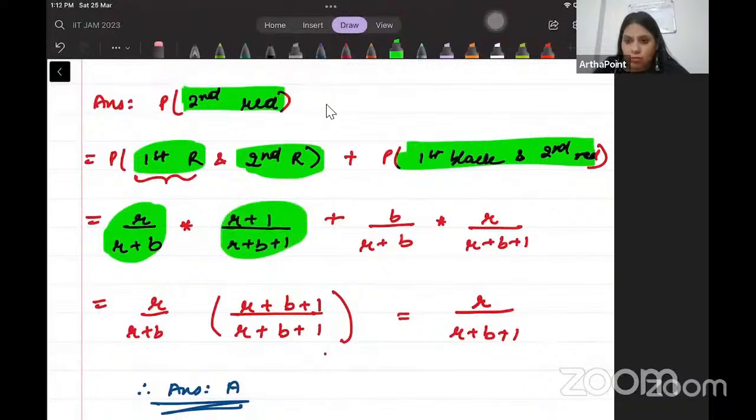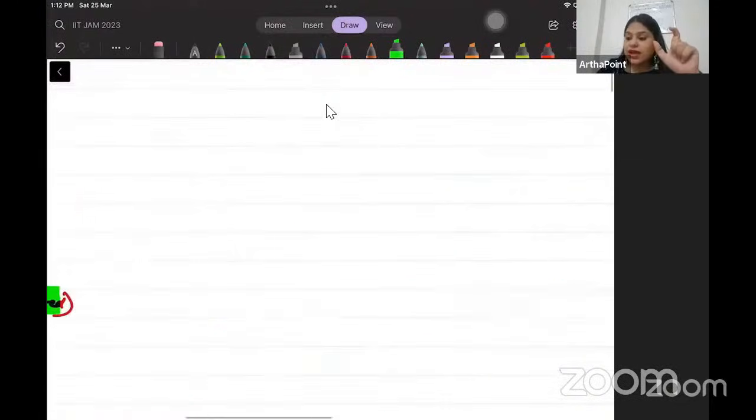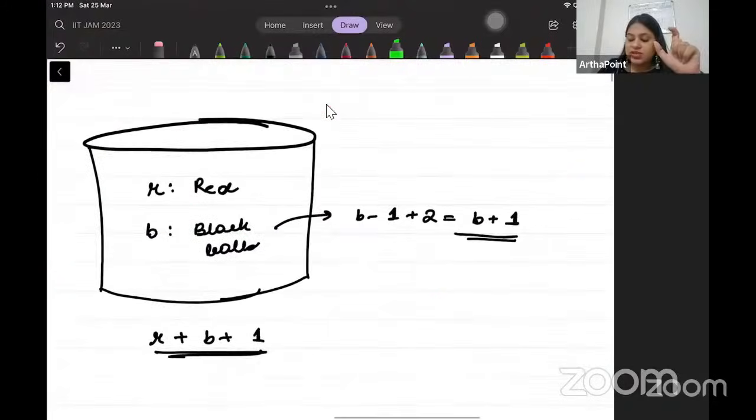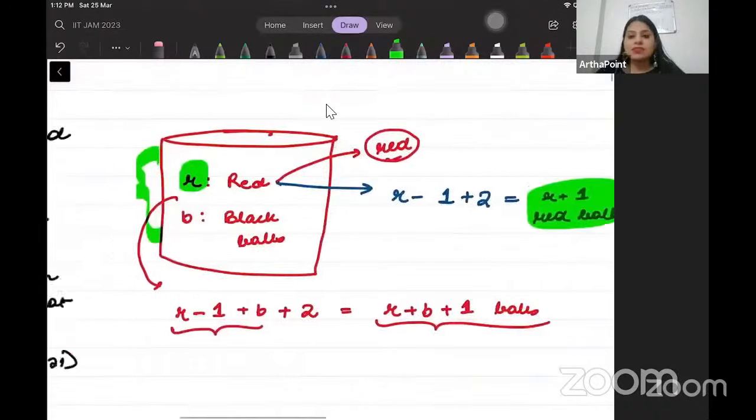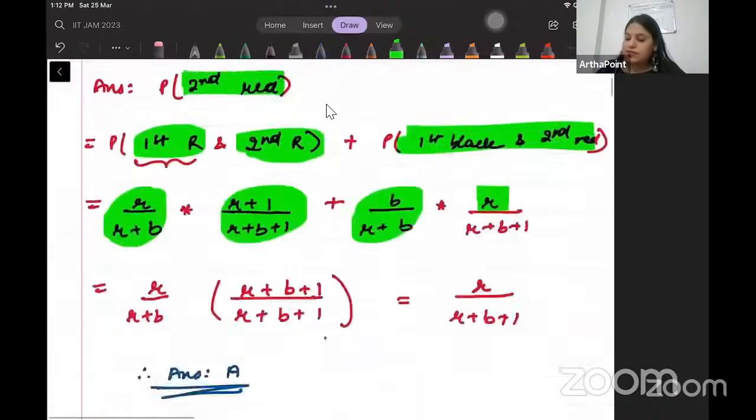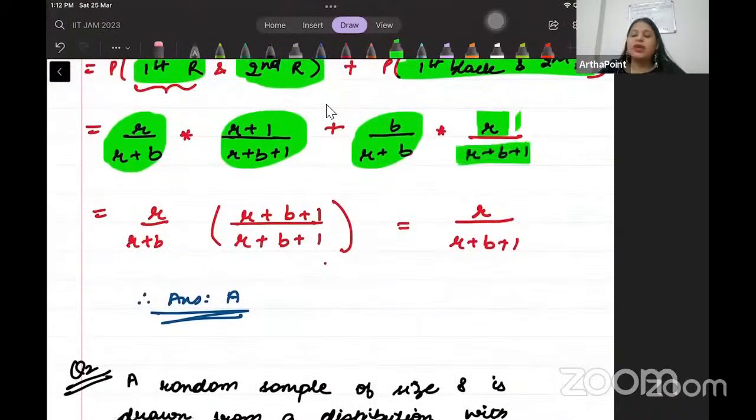Similarly, if I talk about black balls, you have a very similar thing happening. So initially there were B black balls out of R plus B balls. So this is the probability. You will draw this. And the second time, I want to draw a red ball. Red balls are still R only, right? I added back black balls. Red balls are still R. But the total number of balls that I have will be R plus B plus 1. So this is what I have here. I will have R plus B plus 1 here.